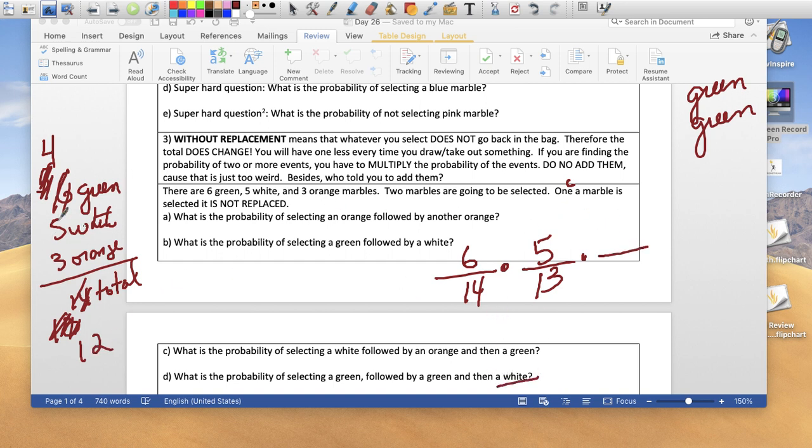Well, the probability of getting a white: there's 5 whites in the bag. And how many total? 12. Simplify. Is there anything? Yes. 1 and 2. That's it. 25 over, I have no idea what it is. 14 times 13 times 2 times 2 equals 364. So 25 over 364 chance, which is less than 10%.